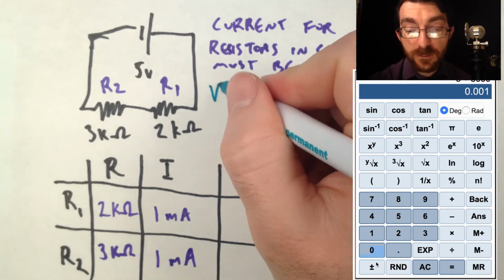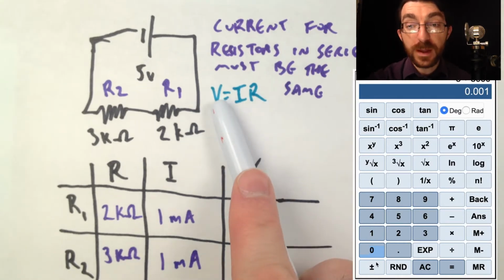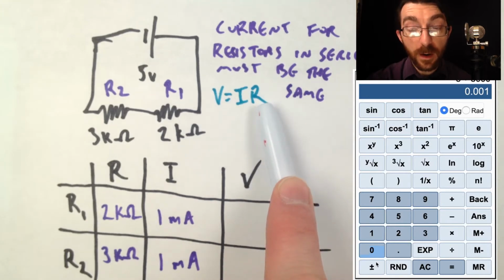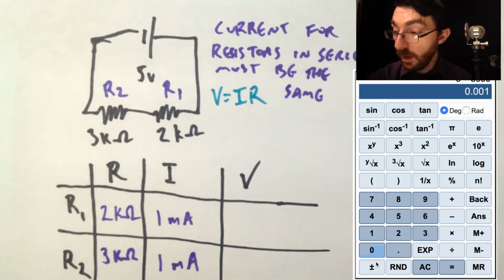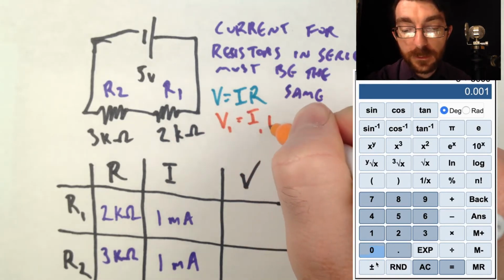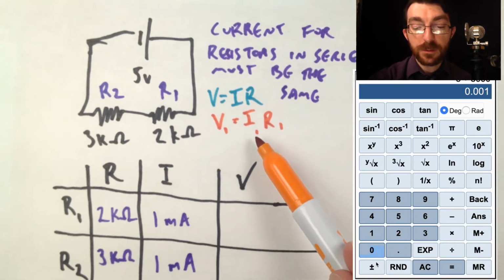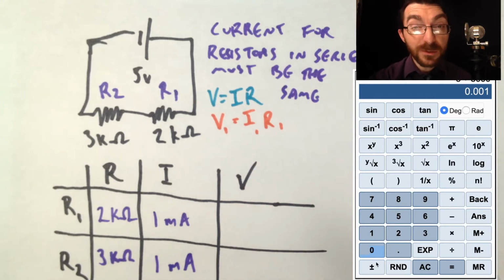So if we were to do V equals IR for the entire circuit, we would be doing 5 for V, 5,000 for R, because that's the sum of those two resistors, and then we calculate I to be 1/1000th of an amp. But what if we did it just for resistor 1? That would be the current through resistor 1 times the resistance of resistor 1 equals the voltage of resistor 1. Now, resistors don't have voltages, as in they're not sources of voltage.